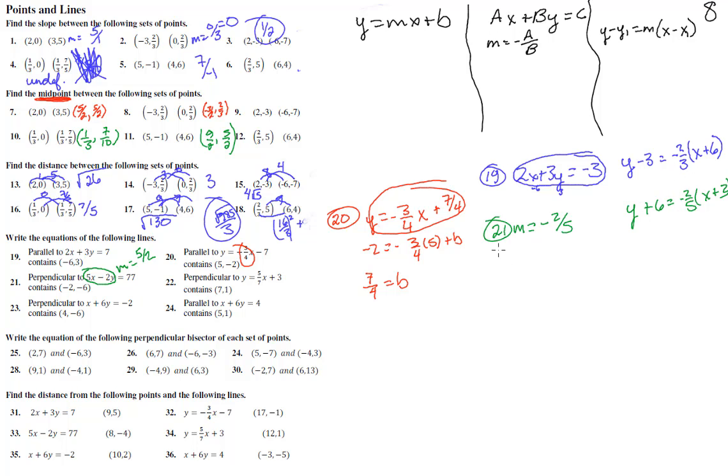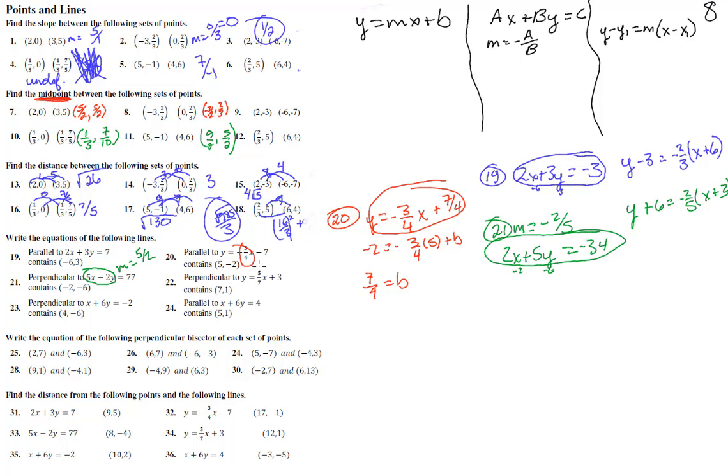This one, the standard form, would look like this: 2x plus 5y equals, and then we would stick in negative 2, negative 6, and see what number pops out. Negative 4 minus 30 is a negative 34. There we go. All right, number 22.